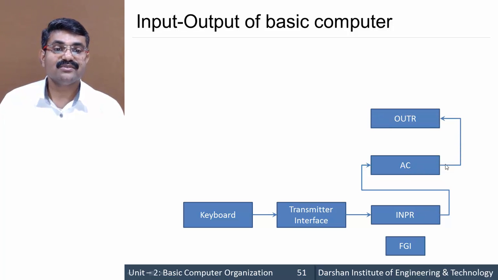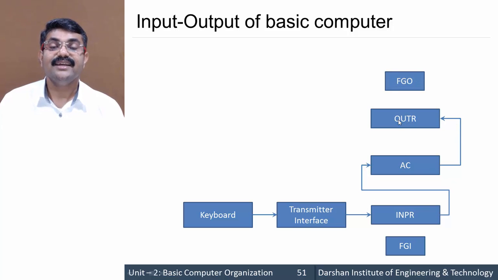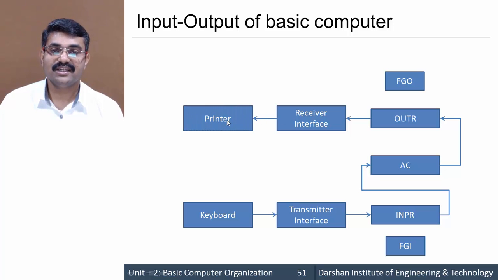This accumulator can transfer the data to OutR. Why OutR? OutR is meant for transferring the content to the output device. So from AC, that is the accumulator, the data is transferred to OutR. Then, for managing this outputting of data, we require one flag, that is FGO. It's a flip-flop, so flag output. Similarly to flag input, we have flag output. Based on its value, the content would be output onto some output device. Through the receiver interface, it will transfer the data to the output device, for example a printer.